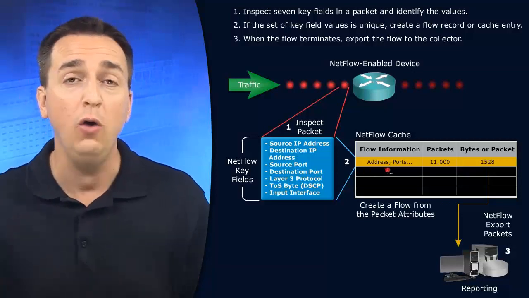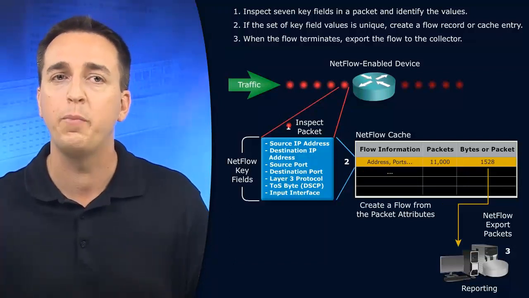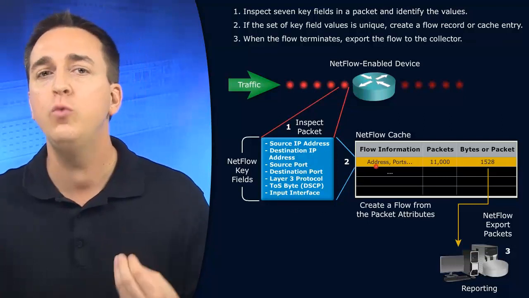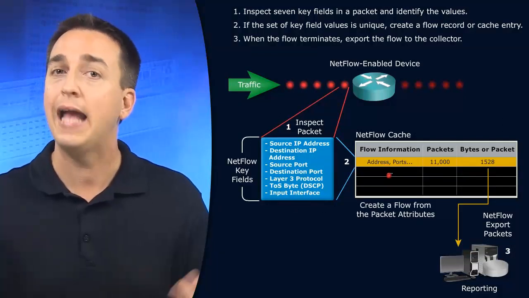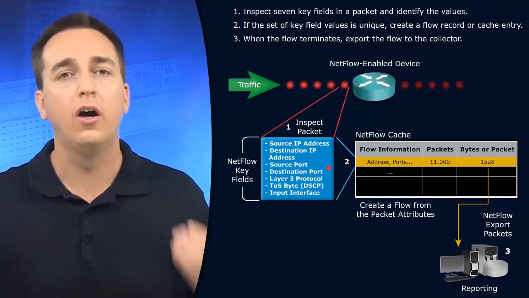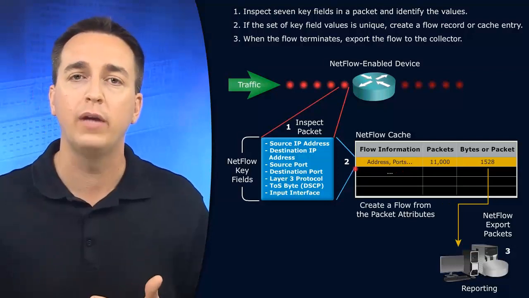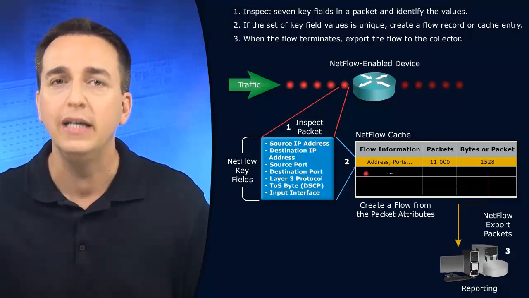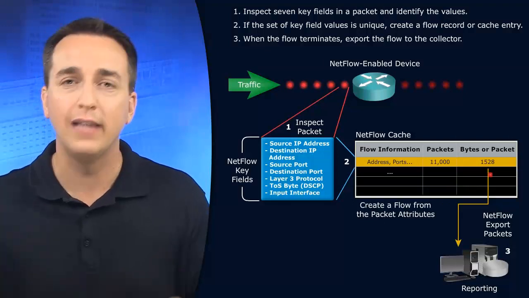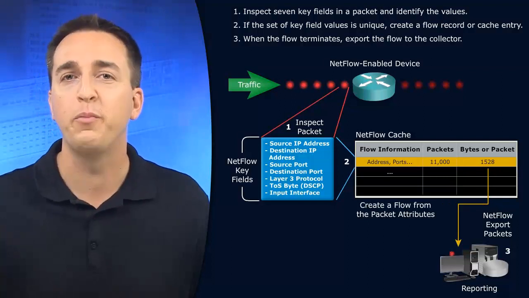However, if the flow doesn't already exist, meaning it's new traffic that hasn't been seen before based on these 7 key characteristics, then a new entry in our flow cache is going to be added. And then any other packets that match this information are going to be added and updated to that particular entry in our flow cache. So then eventually this information is going to be pushed to that NetFlow collector, that software that's running on a server in our organization for reporting purposes.